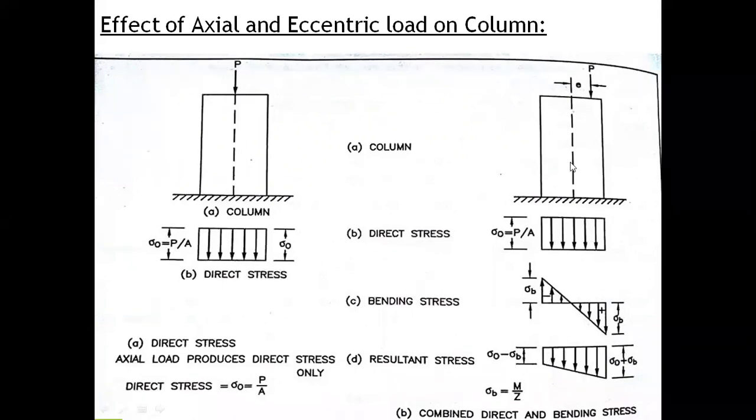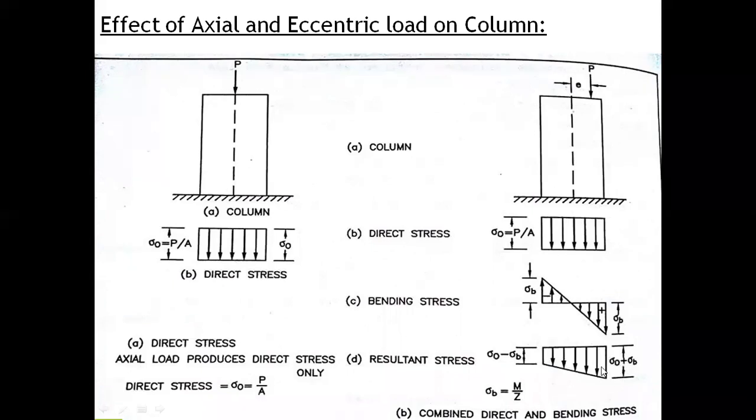Why? Because your column is not just subjected to direct load, it is also subjected to bending stress. The combined stresses will be like this. So on the left hand side your stress will be less, on the right hand side of the column your stresses will be more. This is the direct stress minus bending stress, and this is direct stress plus bending stress.